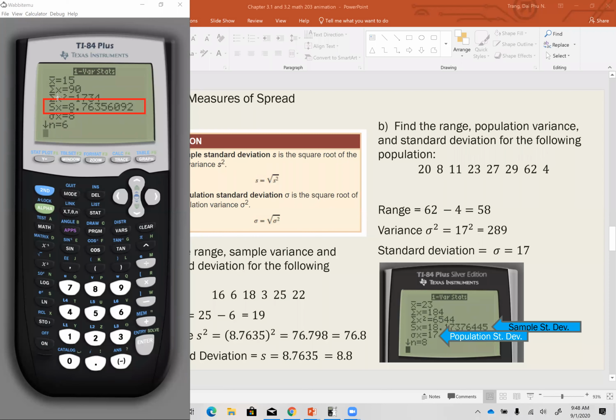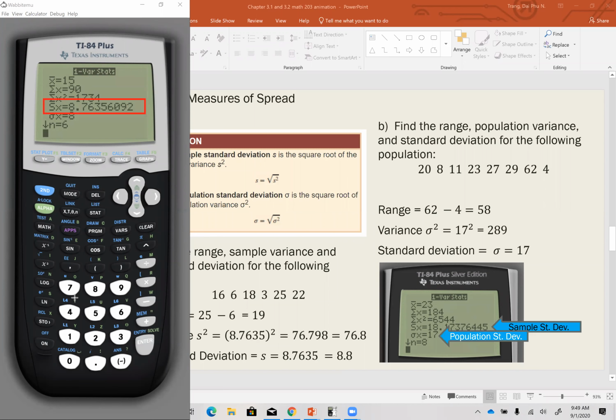Make sure that you know which one they ask you so that you're using the right number. So we have this. This is our standard deviation, which is the S, and my standard deviation is 8.8. Like I mentioned earlier, the calculator only gives you the standard deviation. How do we find the variance? Well, you take the standard deviation and you square it.